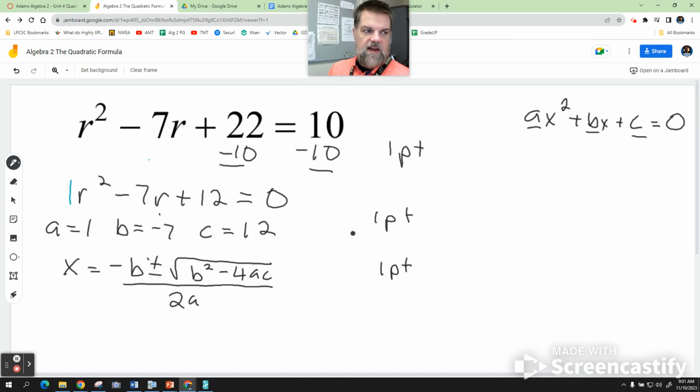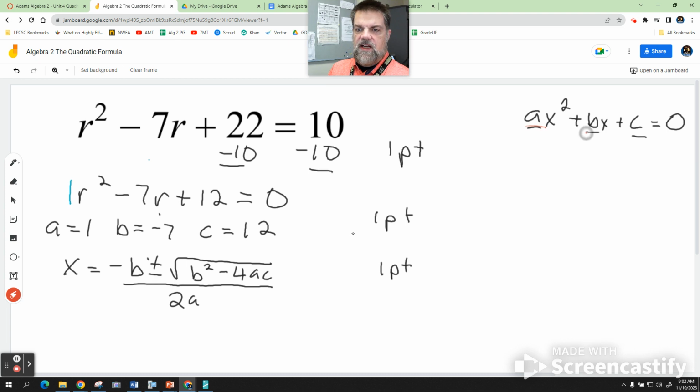All right, so we have r squared minus 7r plus 22 equals 10. So the first thing we're going to do, remember the quadratic formula only works if it looks like this, where I have ax squared plus bx plus c equals 0. So I'm going to subtract 10 from both sides. That makes it equal 0. That'll be worth 1 point. Okay. So then when I subtract 10 from 22, I end up with positive 12.